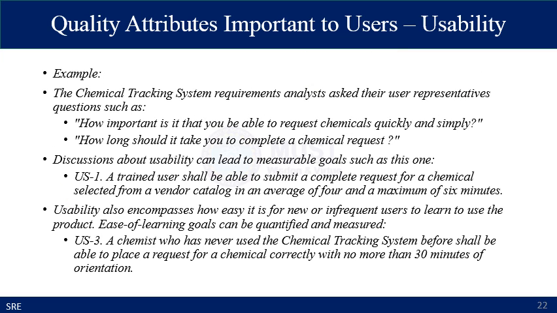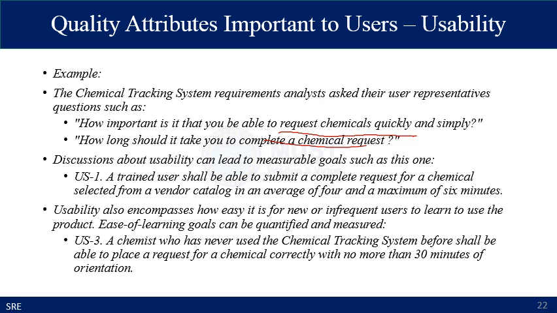So to further understand the concepts of usability in the quality attributes of the product, an example is done here. First of all, your analyst should identify the non-functional requirements. For example, in this case for the chemical tracking system, analysts asked their user representatives questions such as how important it is to be able to request chemicals quickly and simply, and how long it should take to complete a chemical request.